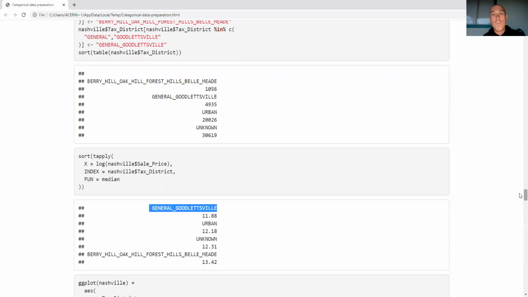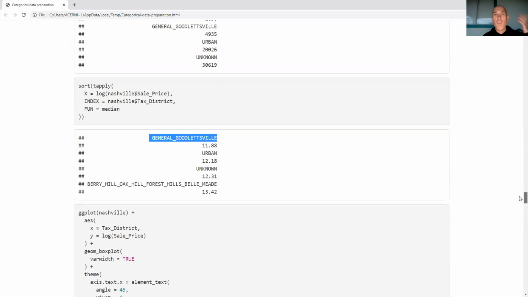By the way, I don't know anything about Nashville. I don't know if this is correct, but usually when I talk to people about my analysis and they're familiar with the subject, they tell me that I'm spot on. So if you're from Nashville, go ahead and let me know if this makes sense or not.